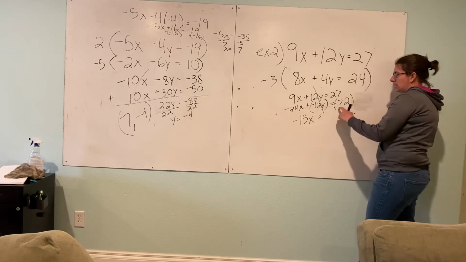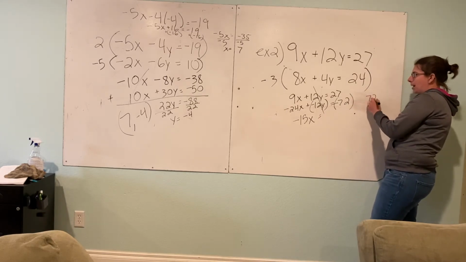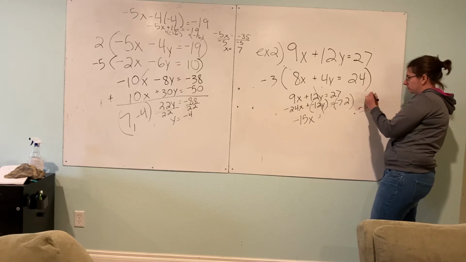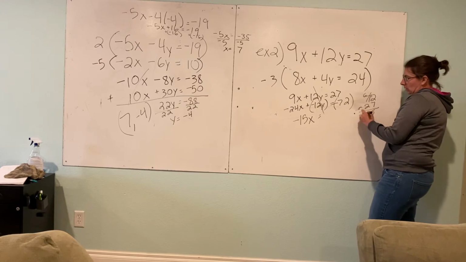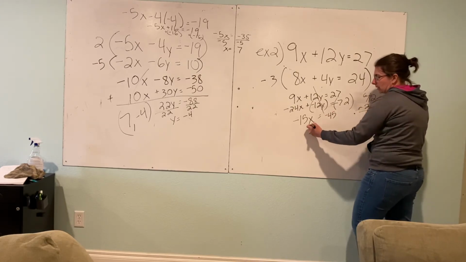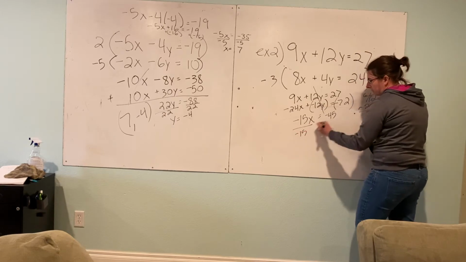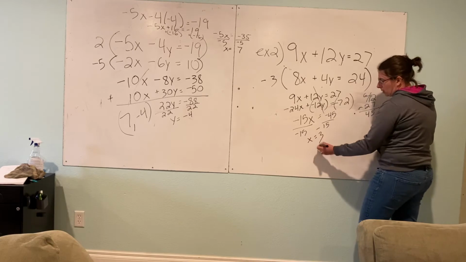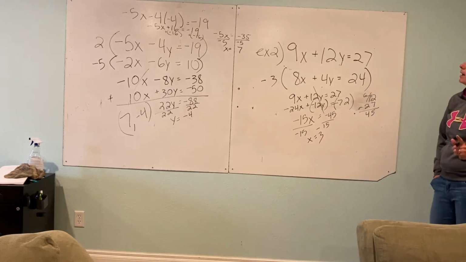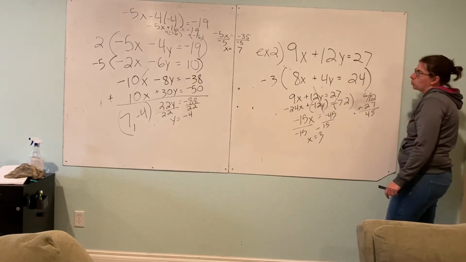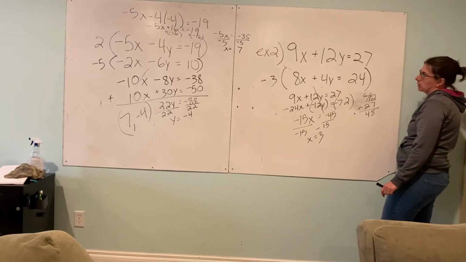27 and negative 72, they're opposite, so they really subtract. And 72 is bigger, so it's going to be negative 45. Isolate the variable, we're going to divide by negative 15. X is going to equal 3. Not finished. We've got to go back and put 3 into one of the original equations.